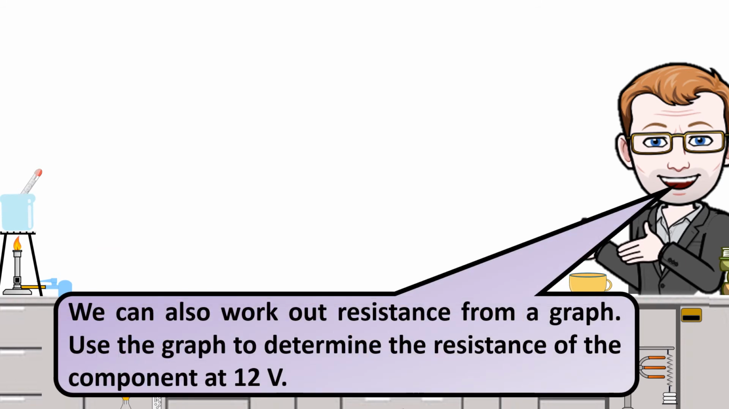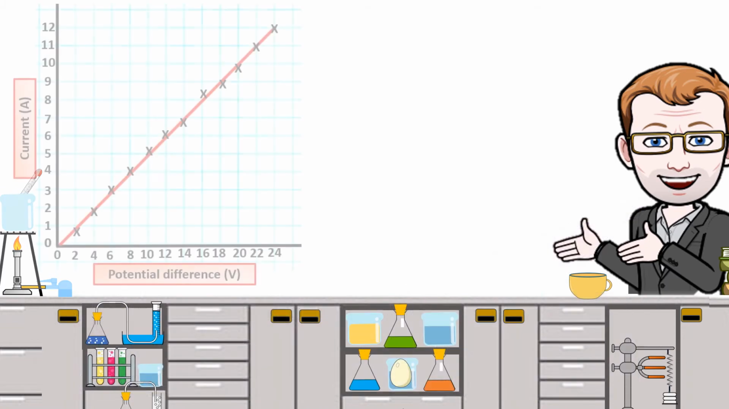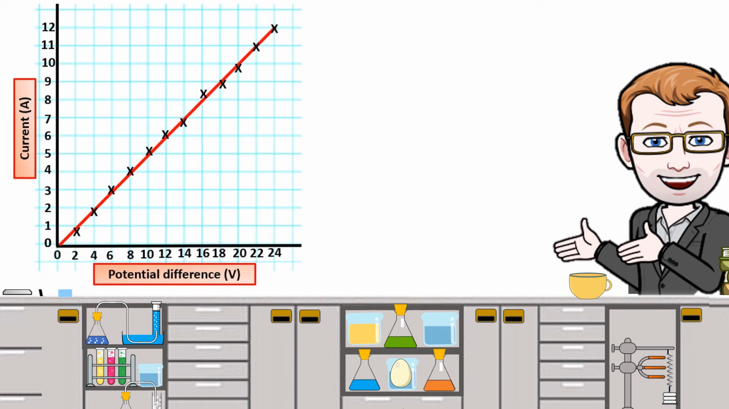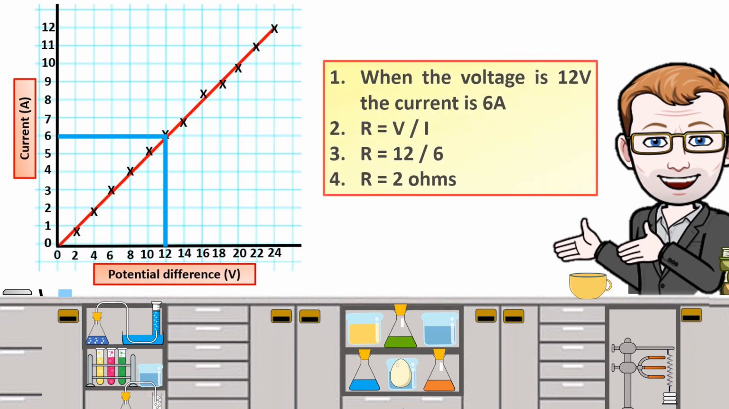We can also work out resistance from a graph. We can use this graph to determine the resistance of a component at 12 volts. If we start off with a graph that looks something like this, it shows us what the potential difference and the current is. If we're working it out for 12 volts, you'd read up from 12 volts, then across to the current side, and we can see that with a potential difference of 12 volts, the current is 6 amps.